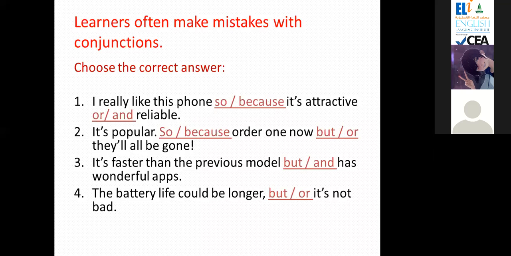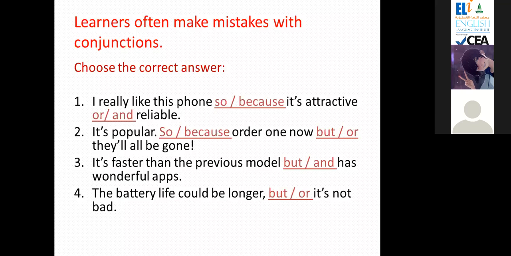The English language course suggested that learners often make mistakes with conjunctions. Here I want you to choose the correct answer. One, I really like this phone. It is attractive. Excellent. To join sentences. Because it is attractive and reliable. Excellent. It is popular. Order one now. So order one now, or they will all be gone.